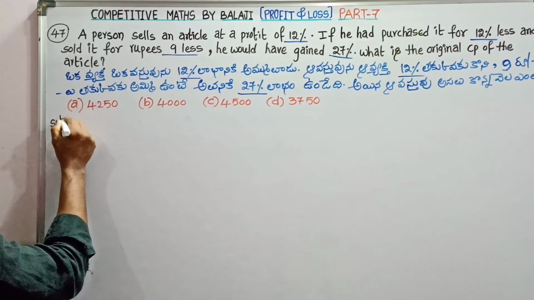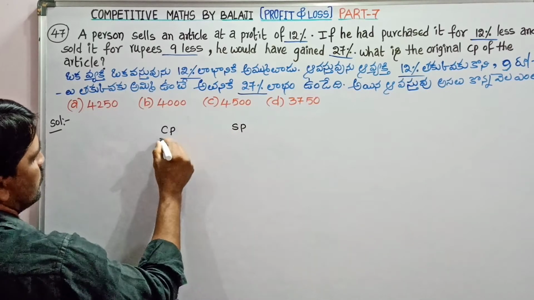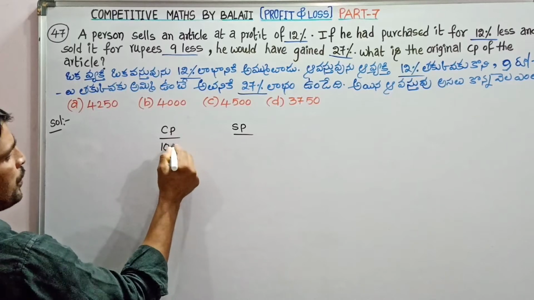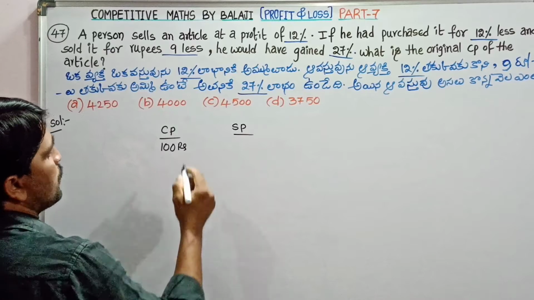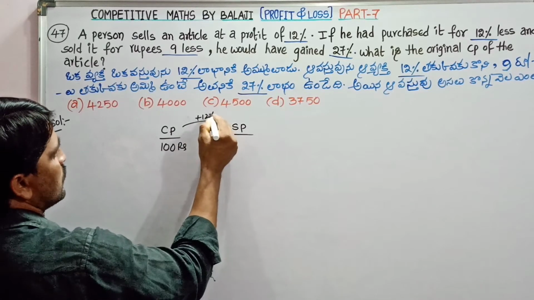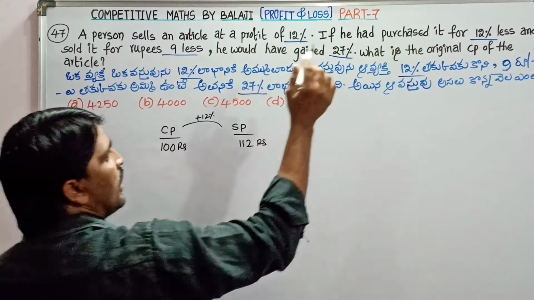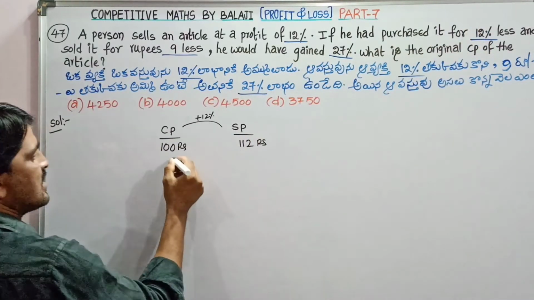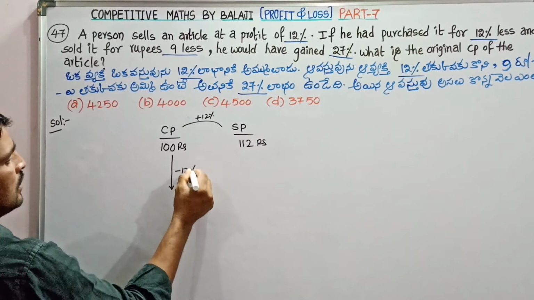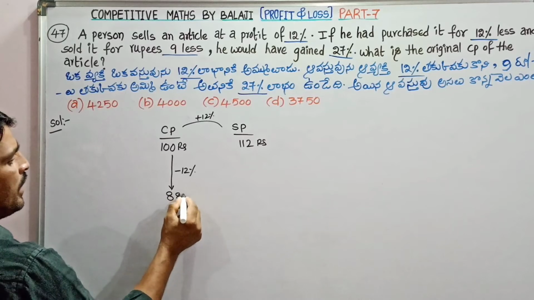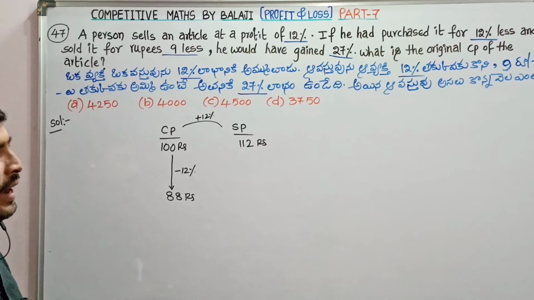Solution. Here we have CP and SP of the article. Suppose CP is 100 rupees or 100 units. There is a profit of 12%, so SP becomes 112 rupees. Okay. If he had purchased it for 12% less, that is, CP is decreased by 12%, that means 88 rupees. 12% less amount in 100 is equal to 88 rupees.